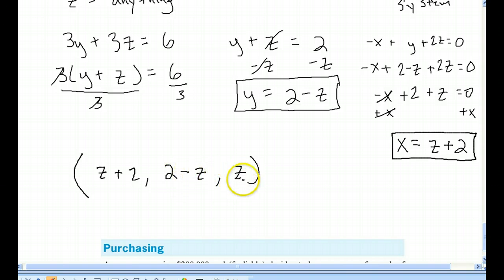This is whatever that number is subtracted from 2, and then this is whatever this number is with 2 added to it. Alright, so if z were 4, 2 minus 4 is negative 2, 4 plus 2 is 6. Alright, if z were 0, then 2 minus 0 is 2, 0 plus 2 is 2. Okay, so it all depends on what z is, what x and y are going to be.